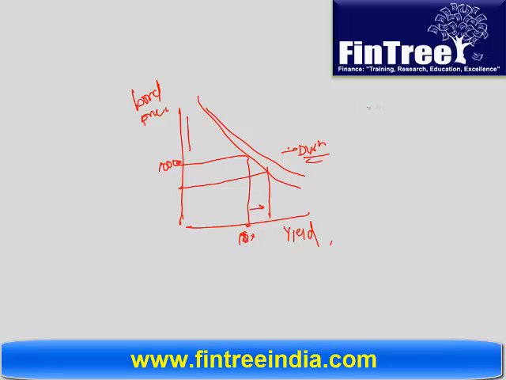A duration of 5 means that if yield increases by 1%, bond price will decrease by 5%. A duration of 3 means that a 1% decrease in the yield would increase the bond price by 3%, and a 2% increase in yield will decrease the bond price by 6%. Just like in equity we had beta, that if market return increased by 1%, your return will increase by 3% if the beta was 3. In the same fashion here we have duration. If yield in the market decreases by 1% and you have a duration of 3, then the bond price will increase by 3%.